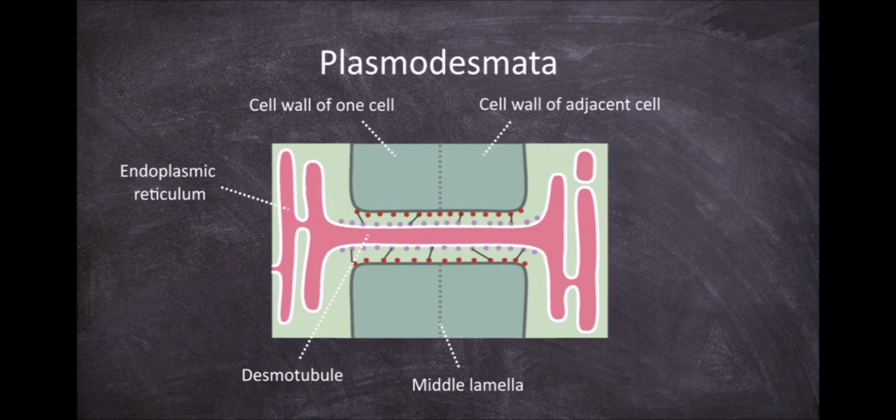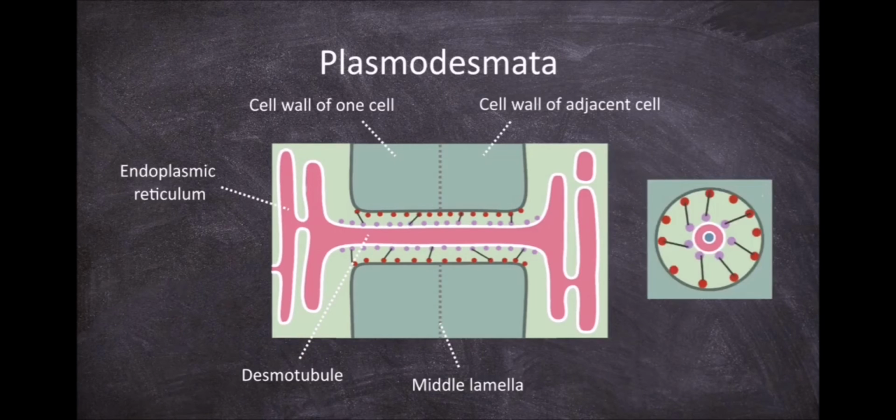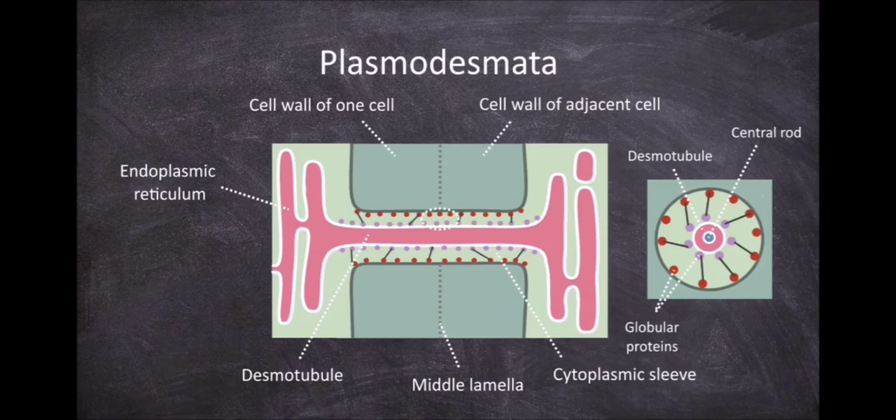If we looked at a cross-section through this plasmodesma, then you can see that within the desmotubule is a central rod. The gap between the desmotubule and the plasma membrane is called the cytoplasmic sleeve or cytoplasmic annulus. The membrane of the desmotubule and plasma membrane are lined with globular proteins, which are connected by spoke-like extensions that create smaller channels along the plasmodesmata. The space within these smaller channels are called central cavities.